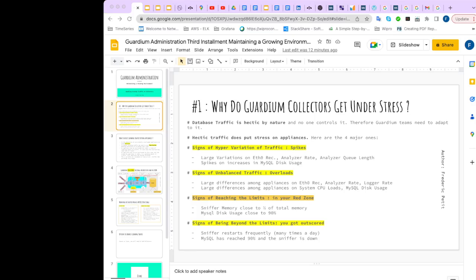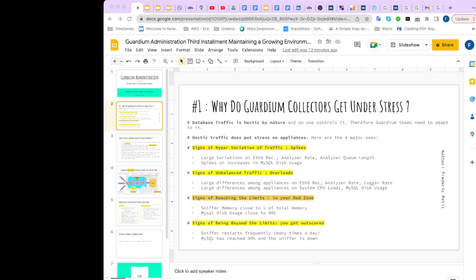And the previous two videos were about how to manage an unbalanced environment with unbalanced traffic, meaning that you've got some appliances receiving more traffic than others and some being clearly overloaded. Now this is the third category we're going to look at. It's when you see growing traffic on your environment and you are basically reaching the limits of your environment.